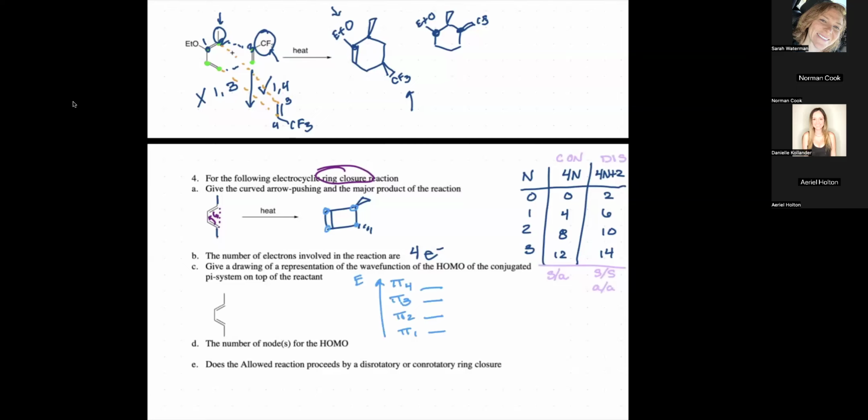Then we said that we have 4 electrons participating in the reaction, so 1, 2, 3, 4. And the number of nodes starts at 0 for pi 1, which holds 2 electrons, and then 1, 2, 3 as you go, and you can continue on. This tells you how many nodes are in your conjugated pi system.